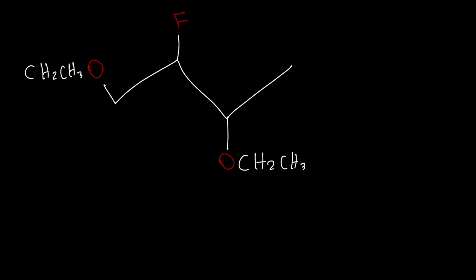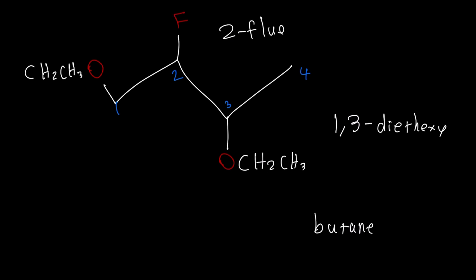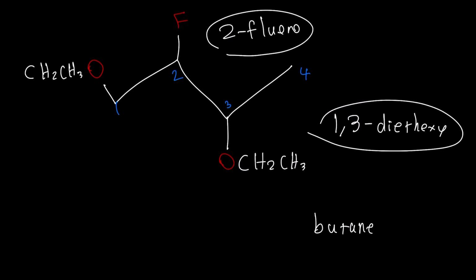This means we have 4 carbons, so that's going to be butane. We have an ethoxy on position 1 and an ethoxy on position 3. So overall, this is going to be 1, 3 diethoxy. And then we have a fluorine on position 2, which is 2 fluoro. Now, which one do we write first? Do we write the ethoxy first or the fluorine?